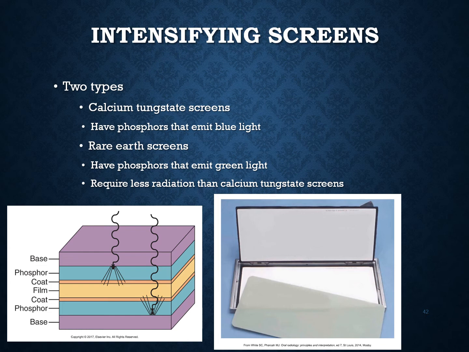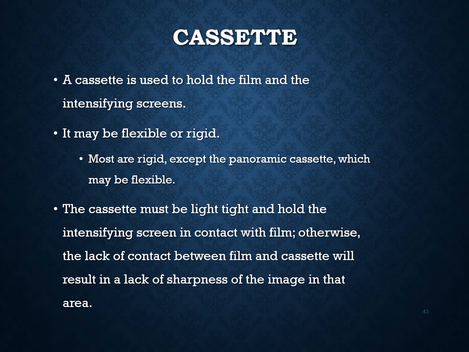You can see here the base, phosphor coat, the film, the phosphor coat, and the base. You can see what a cassette would look like too. This is another one. We're going to talk about this in the next slide too. A cassette is used to hold the film and the intensifying screens. It can be flexible or rigid. Most of them are rigid, except for the panoramic cassette, which is usually flexible.